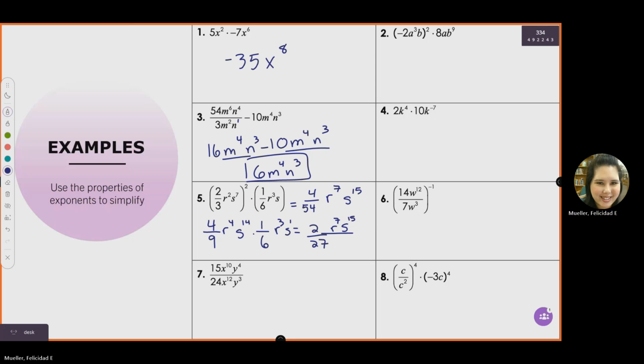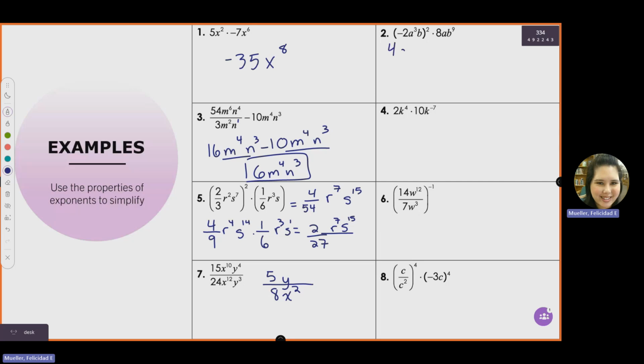That works. Number 7, this is going to stay a fraction. 15 and 24 are both divisible by 3, so 5 over 8. X has a larger exponent, so it stays in the bottom. X has a larger exponent in the bottom. So 12 minus 10 is 2. Y has a larger exponent on the top. 4 minus 3 is 1, so we leave it as is.